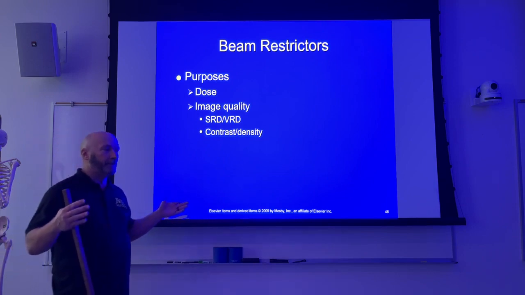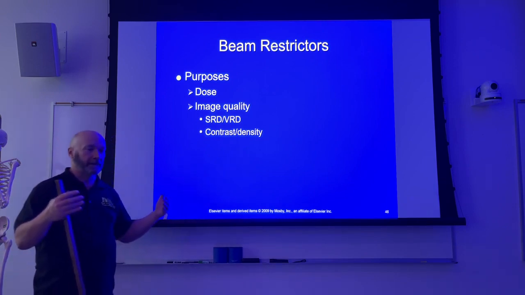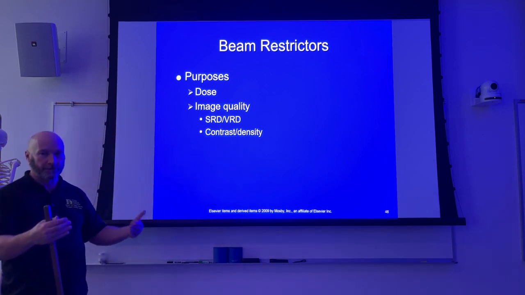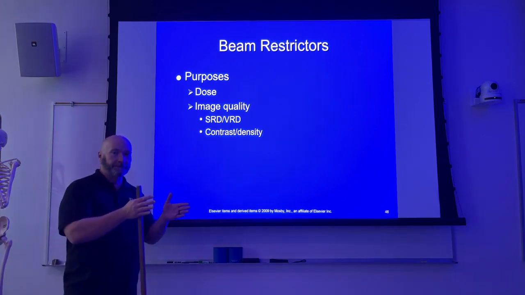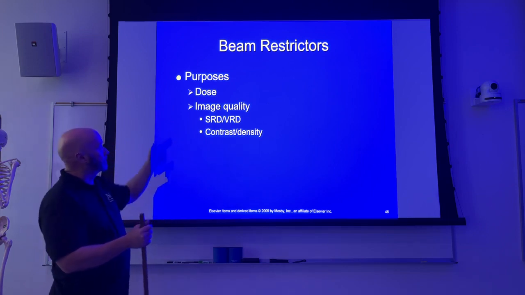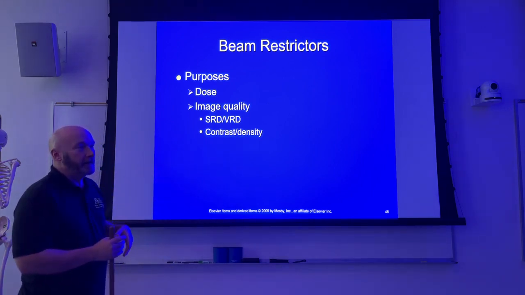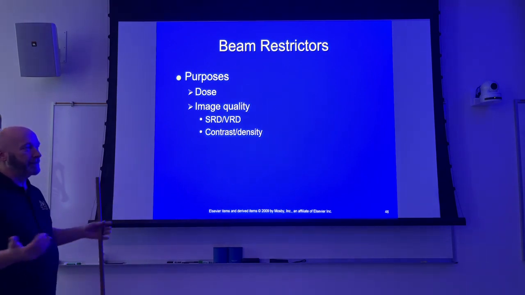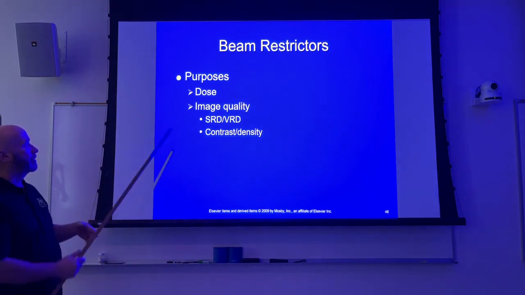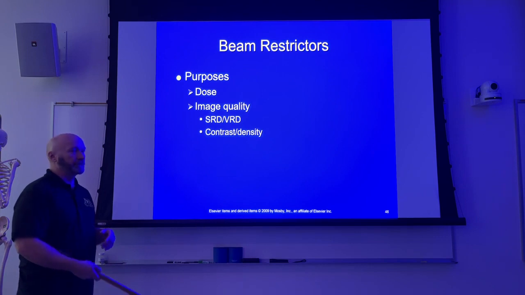We're just restricting the radiation exposure to certain tissue types so that we can block that radiation, reduce the patient exposure, and make an image with less scatter radiation. So we're not focusing the X-ray beam, we're just blocking a portion of it. So the purpose is to reduce the patient dose.